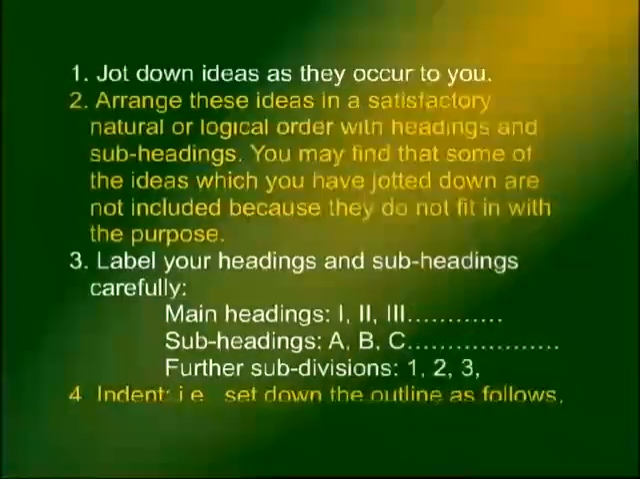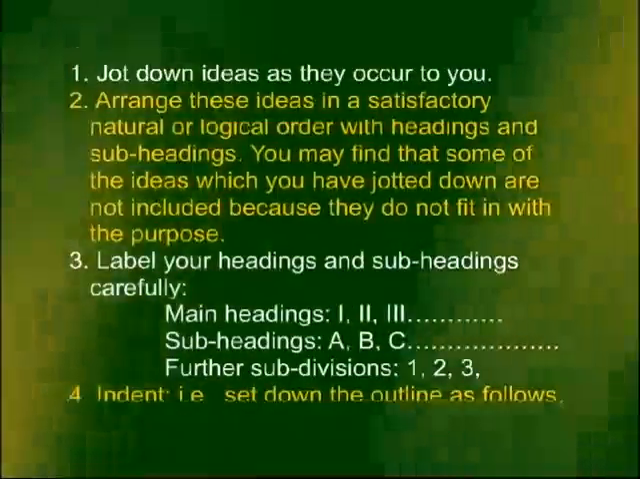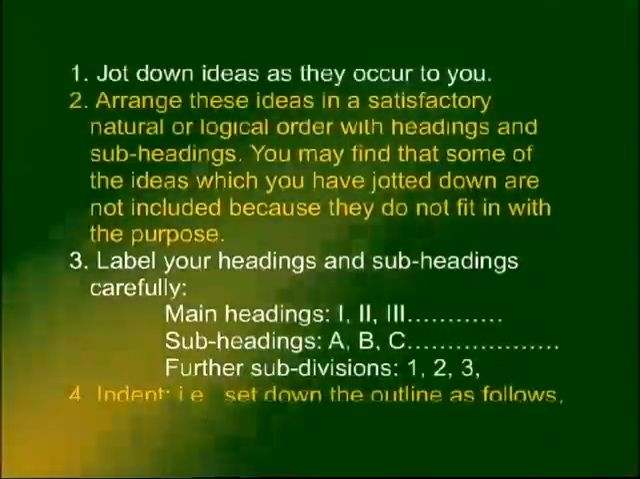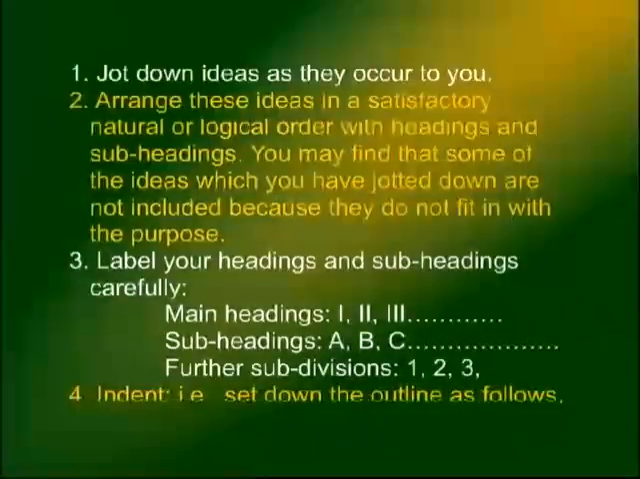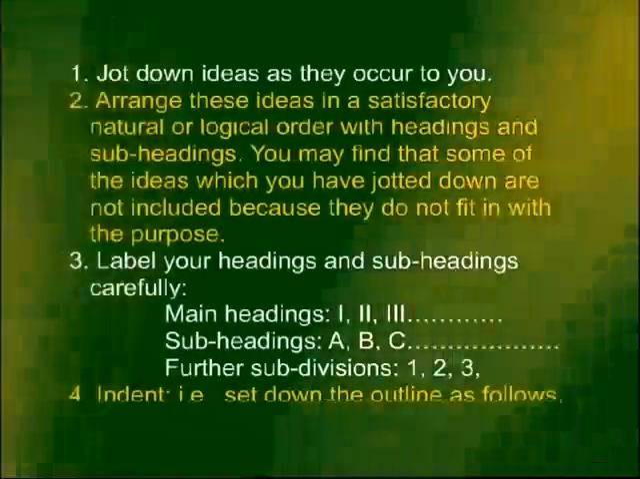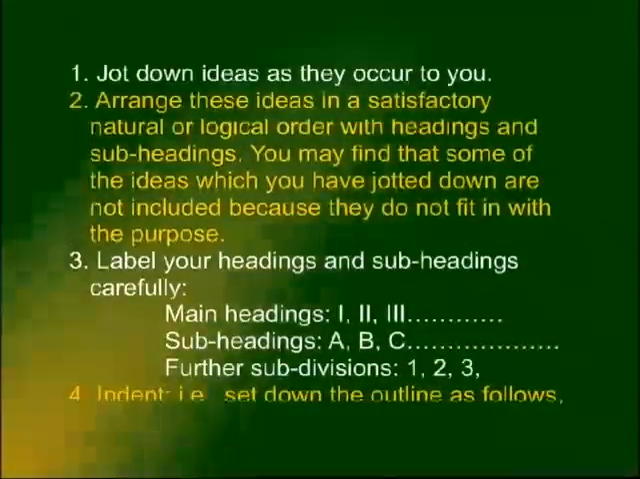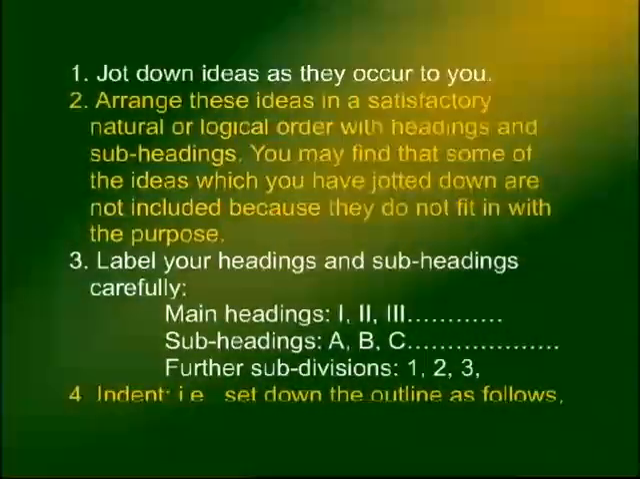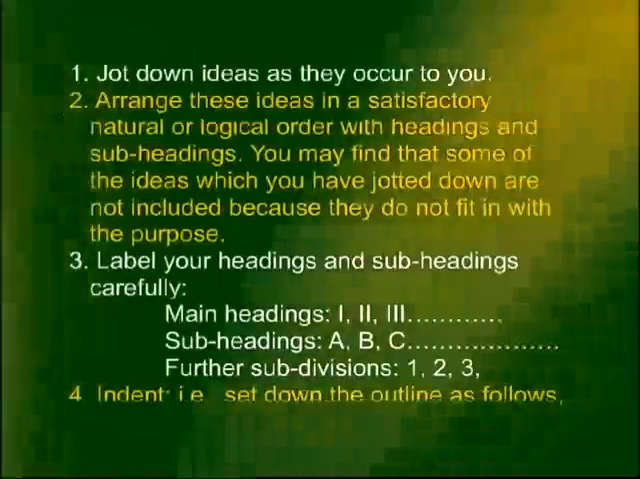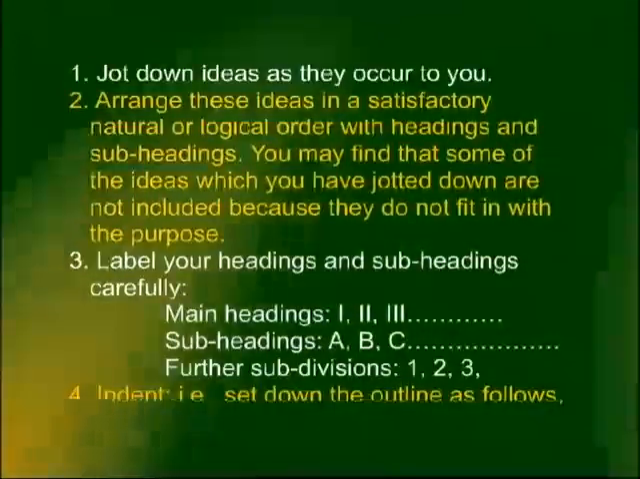Now, the third stage, and this is the stage where you begin to make an outline. You label your headings and the subheadings very carefully. For the main headings, you use Roman numerals: Roman 1, Roman 2, Roman 3. For subheadings you use the letters of the alphabet, A, B, C. And for further subdivisions of those subheadings, you may use the Arabic numerals 1, 2, 3.